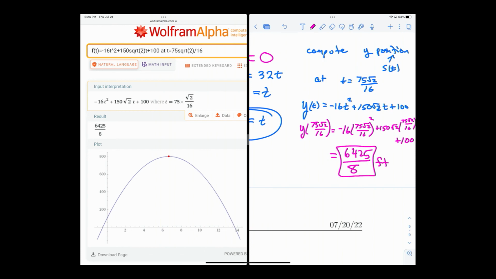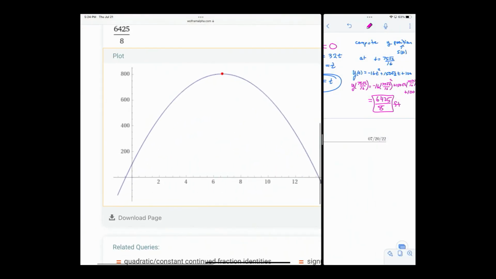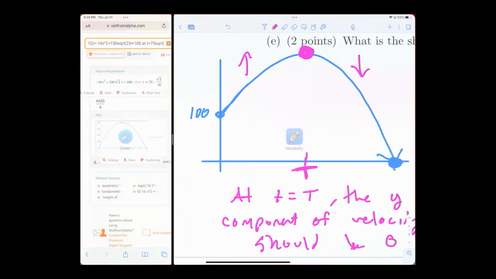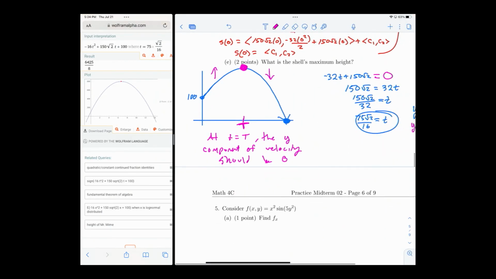Notice they also gave us a nice picture here, right? You can see our parabolic curve here. The x-axis is not correct because we only put in the y equation, but the y component is correct here. So yeah, there you go. Just over 800 feet.